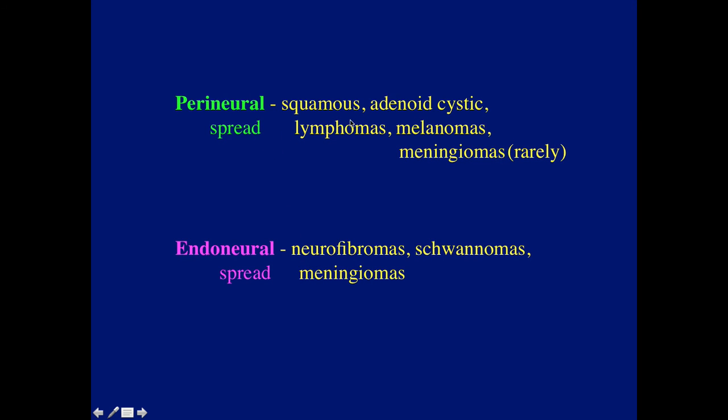Perineural spread tends to be the more malignant. Squamous cell, adenoid cystic, lymphoma, melanoma, and very rarely meningioma will travel in perineural spread. Endoneural is the more slow-growing, more benign lesions like neurofibromas, schwannomas, and meningiomas.